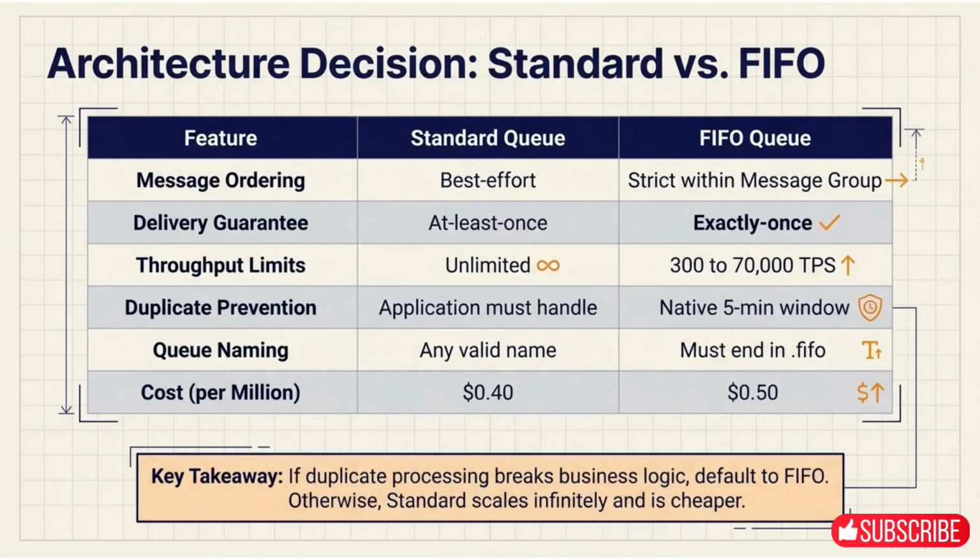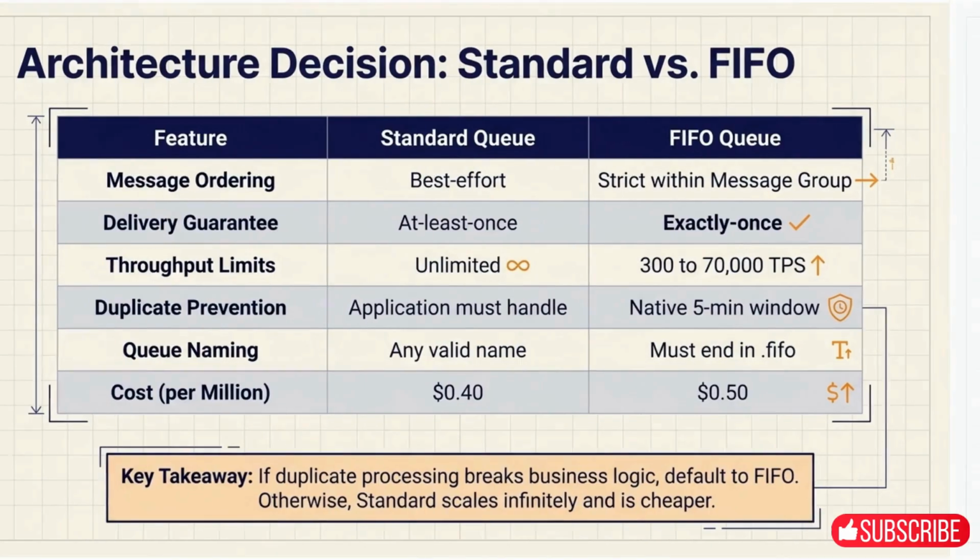FIFO ordering is controlled through message groups, and the queue name must end with .FIFO. Standard queues require the application to manage duplicate processing. FIFO provides a 5-minute deduplication mechanism. Pricing and throughput vary by region and configuration, so avoid hard-coding the value shown here into an architecture decision. Ask one question first. What breaks if a message is duplicated or processed out of order?